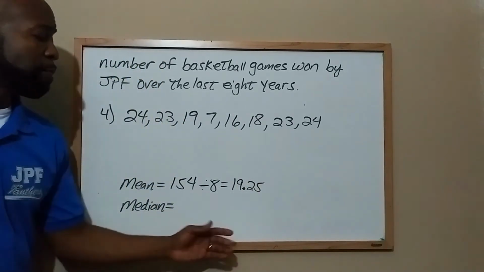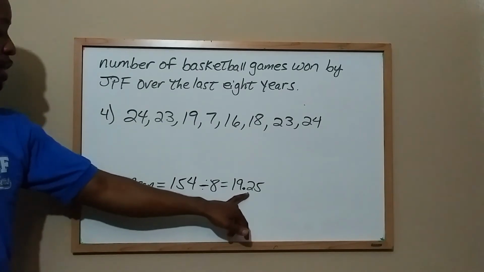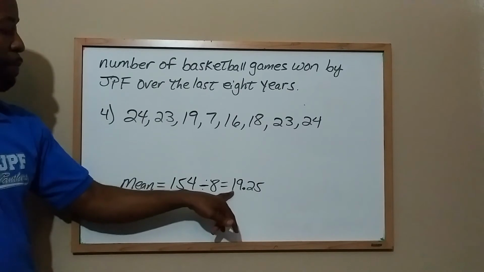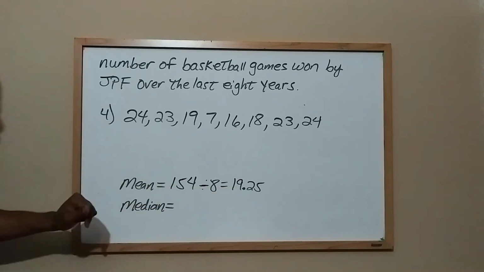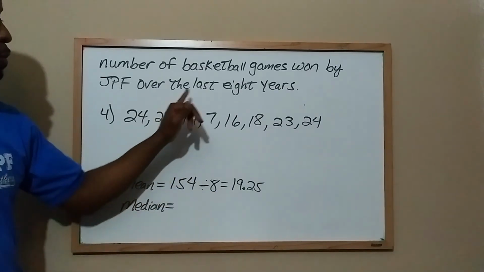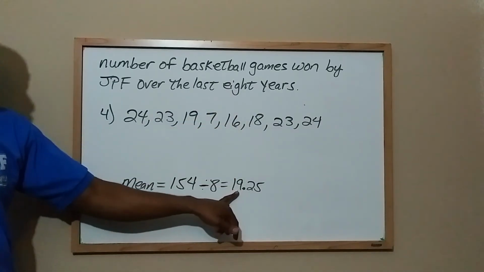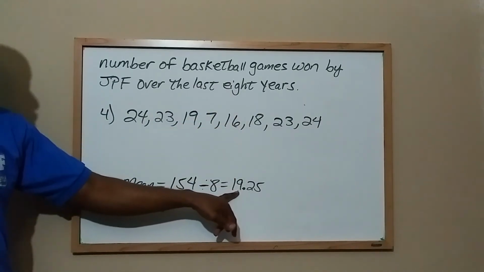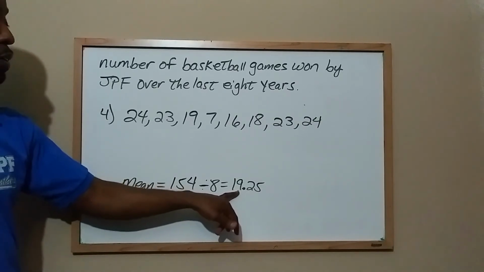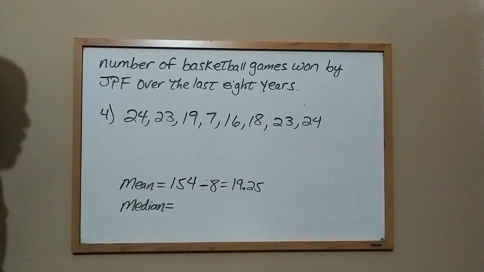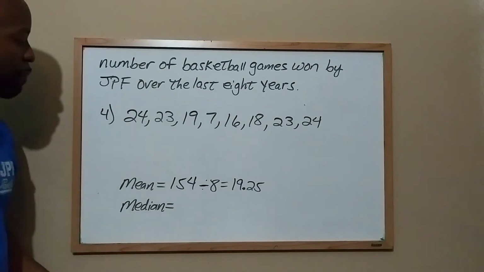Now we can't have 0.25 of a game. So the average amount, we would just round it to a whole number and make that 19 for the mean. The average amount of games won over 8 years. Nobody's going to say we won an average of 19.25 games over 8 years. They'll say we won the average of 19 games over 8 years.